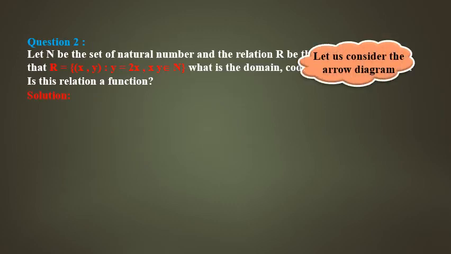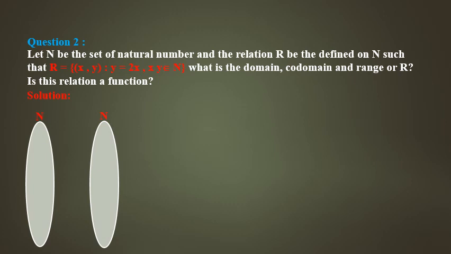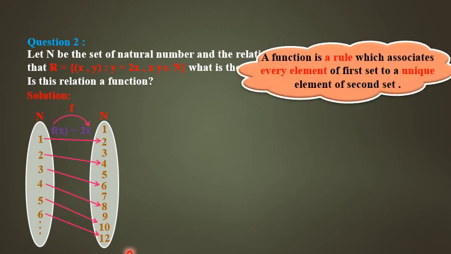Let N be the set of natural numbers, and let us consider the relation R defined on N such that R = {(x, y) : y = 2x, x belongs to N}. What is the domain, codomain, and range of R? See here, first take all the natural numbers, infinite: 1, 2, 3, and so on. Next, make the relation by multiplying each with 2, and so on.